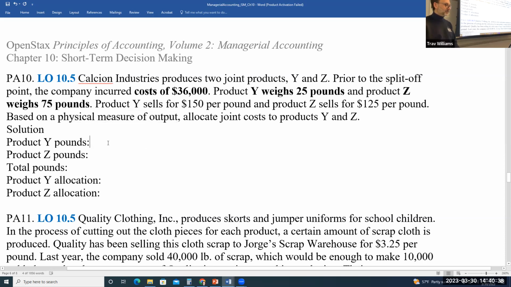Okay, so first, they told us Y weighs 25 pounds, Z weighs 75 pounds. Total of 100 pounds, right? So if we're going to allocate these $36,000 in costs based on weight, what percentage would go to product Y and what percentage would go to product Z?